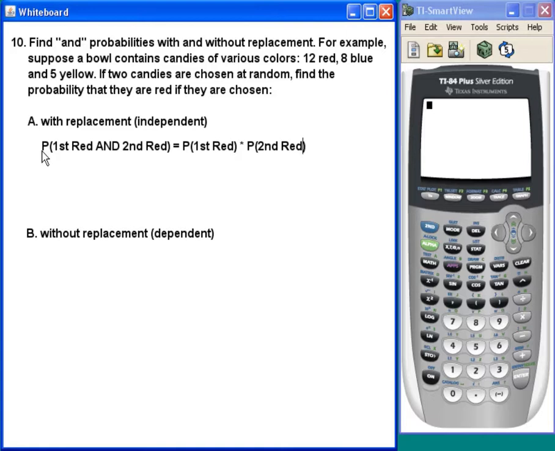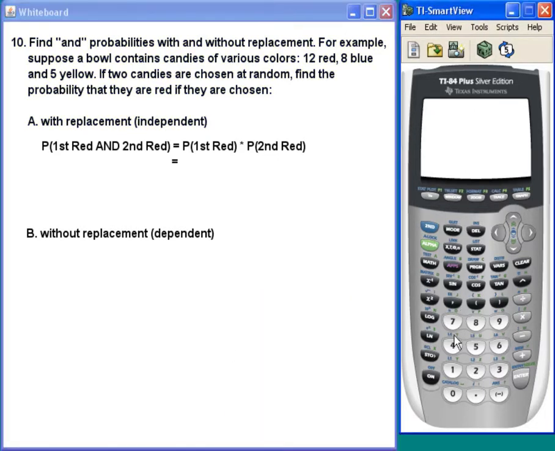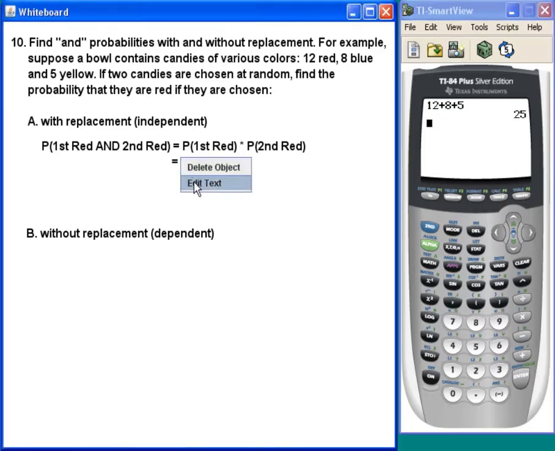But here what we're doing is we're replacing the first candy before we draw the next one. So it doesn't make a difference. We have 2 events that are independent. So it doesn't make a difference that the first event's already occurred, so we just multiply each individual probability. Now it's going to be helpful that we know the total number of items here. So let's see, we have 12 red plus 8 blue and 5 yellow, a total of 25 candies here. So this would be 12 out of 25 times 12 out of 25.